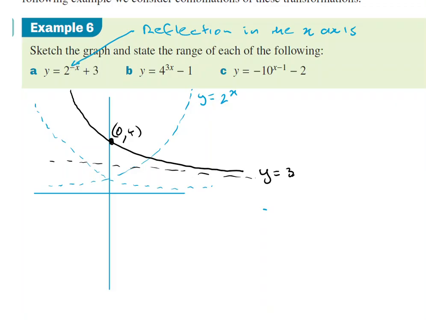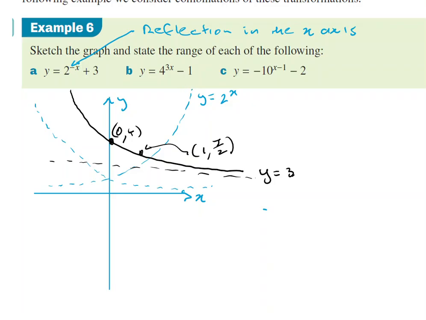We do need an extra point on it because I've only got 1 point. I need 2 points to define it. I think I'll just use the point x is 1. So when x is 1, 2 to the negative 1 is 2 to the half. A half plus 3 is 3.5. So I'm going to use that point there, 1, 3.5, so 7 on 2. Hate my graphs without arrows. Can't help myself. Sorry, OCD. And that's 2 to the negative x plus 3.